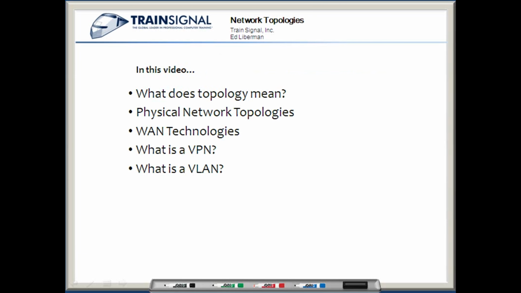In this video, we're going to start off by taking a look at exactly what the word topology means. Then we're going to look at some of our physical network topologies that we have available to us. We'll look at WAN technologies, which help to take our local network and turn it into a network that can span multiple cities or possibly even multiple countries. Then we'll take a look at what a VPN is, and then we'll look at what a VLAN is.